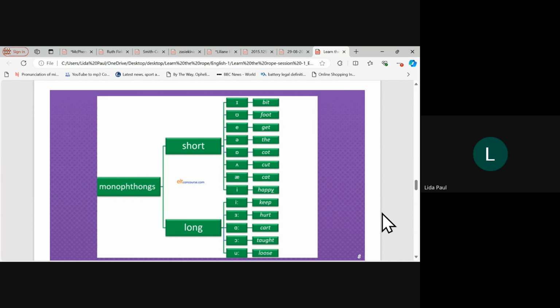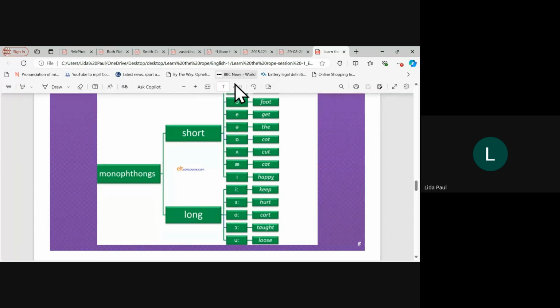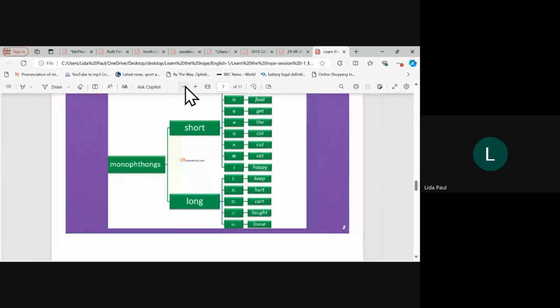So monophthongs, right? I told you that sometimes you'll also see the word monophthong. So this is a clear classification of the short vowels in English and the long vowels in English, right? So how many short vowels? Just give me a moment.